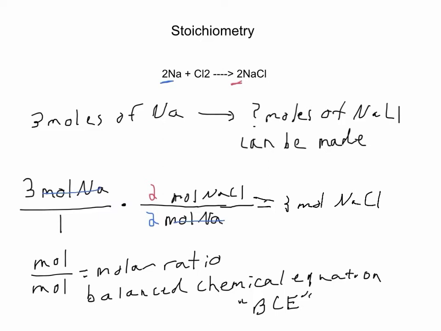So it's the same stoichiometry we've been doing before, just with a new conversion. We have to go moles to moles, and when we have moles and moles, we use a molar ratio, which can be found in the balanced chemical equation. Now let's try another one.